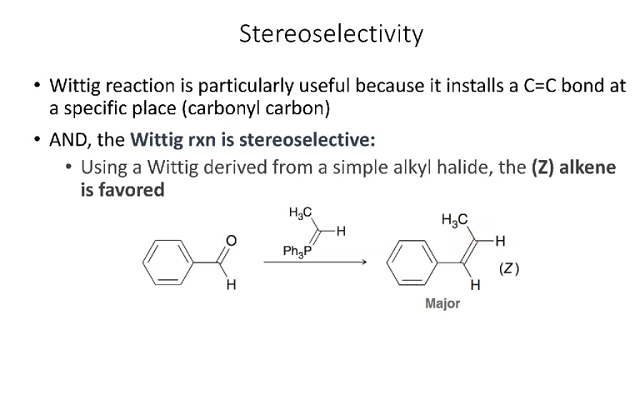And if the Wittig reagent was derived from a simple alkyl halide, then we'll get the Z-alkene as the major product. So the bulky phenyl group on our starting aldehyde ended up on the same side of the double bond as the more bulky methyl group in the starting material.